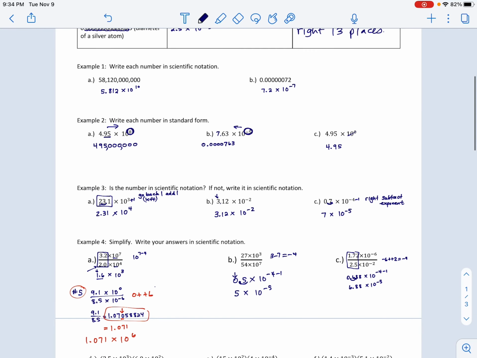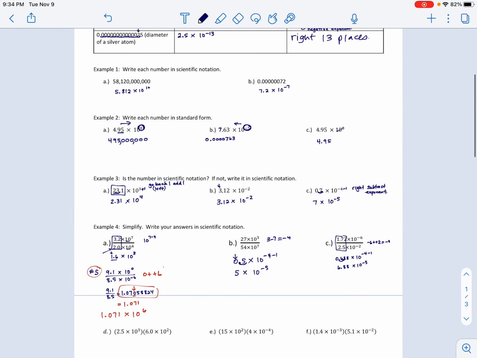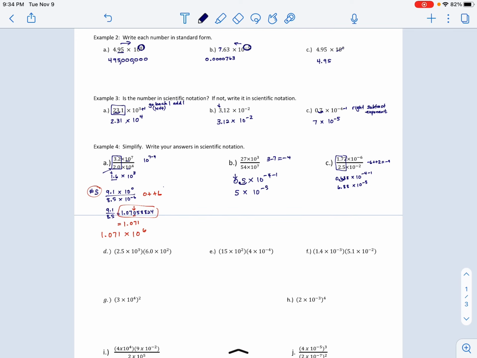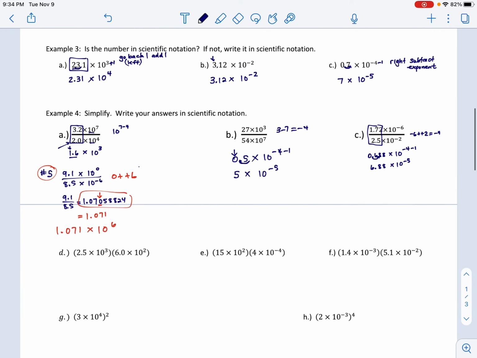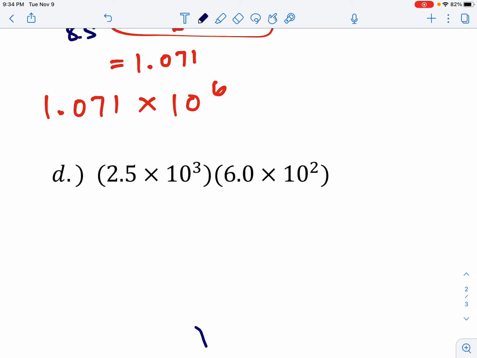All right, so far so good. I hope you guys are getting this. Number 4. So now we just finished the quotient in our dividing standard form, and now we're going to be multiplying standard form. So same thing with division. When we had the whole numbers, we just divided them. Now we have our whole numbers, we're just going to multiply those numbers together. So we're going to multiply 2.5 times 6, and that's going to give me 15.